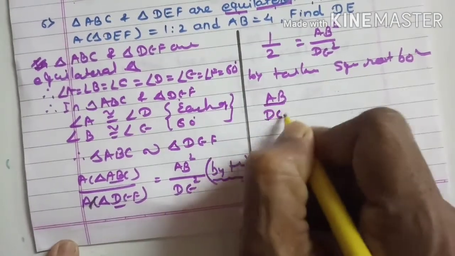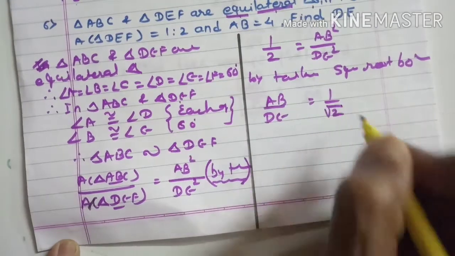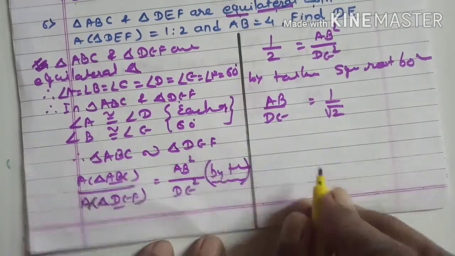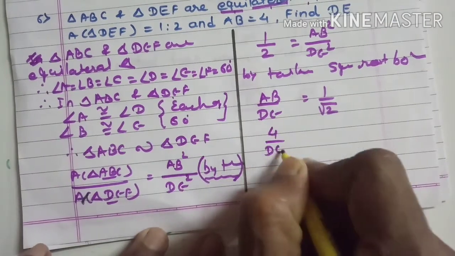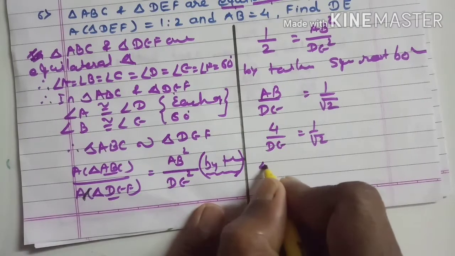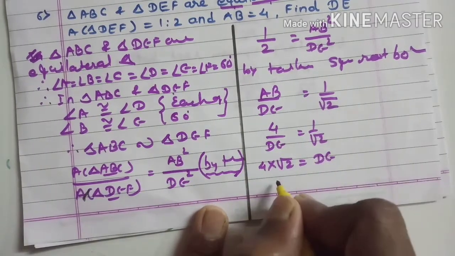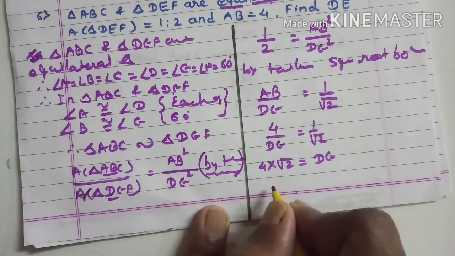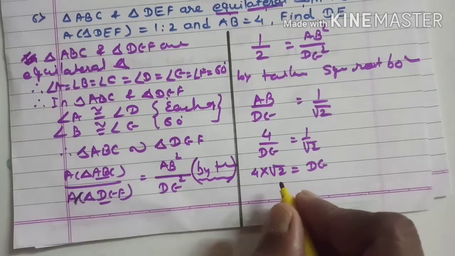AB upon DE is equal to square root of 1 is 1 and square root of 2 is √2. Okay, now substitute the value of AB, that is 4. So 4 upon DE is equal to 1 upon √2. Cross multiply it, 4 into √2 is equal to 1 into DE. Okay, so DE is equal to 4√2.